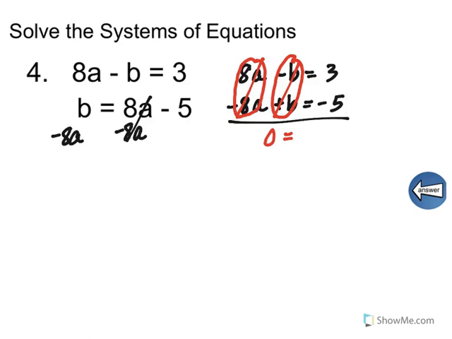3 minus 5 is negative 2. That's not a true statement. And so this would mean that there is no solution for this problem. But before we could establish that, we needed to make sure that both of these were in standard form.